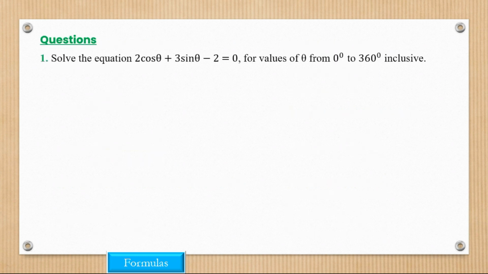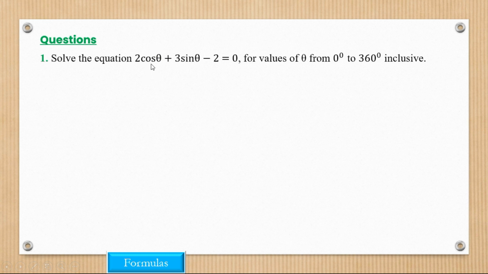So let's look at this question here. We've been given a question: solve the equation 2 cos theta plus 3 sin theta minus 2 is equal to 0 for values of theta from 0 to 360 degrees. Now, how do we know that a question requires a t formula? It's simple. We can see that there is no way of expressing a cos theta as a sin theta, unless it was maybe squared. We could have used one of the Pythagorean identities.